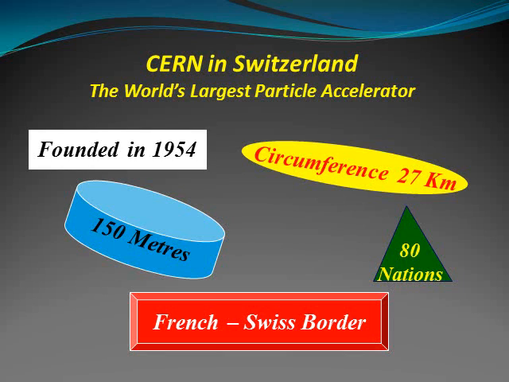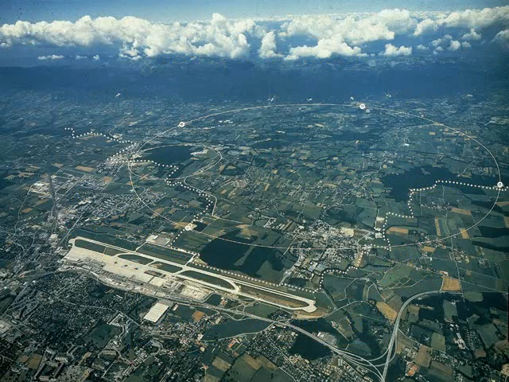Fundamental particles are accelerated close to the speed of light and smashed into each other in very high-energy collisions. By studying these collisions, we hope to discover the nature of the universe at very short distances. In this photo, we see an aerial view of CERN. The large white circle indicates the location of the accelerator ring. In the foreground is Geneva Airport, which helps to set the scale.